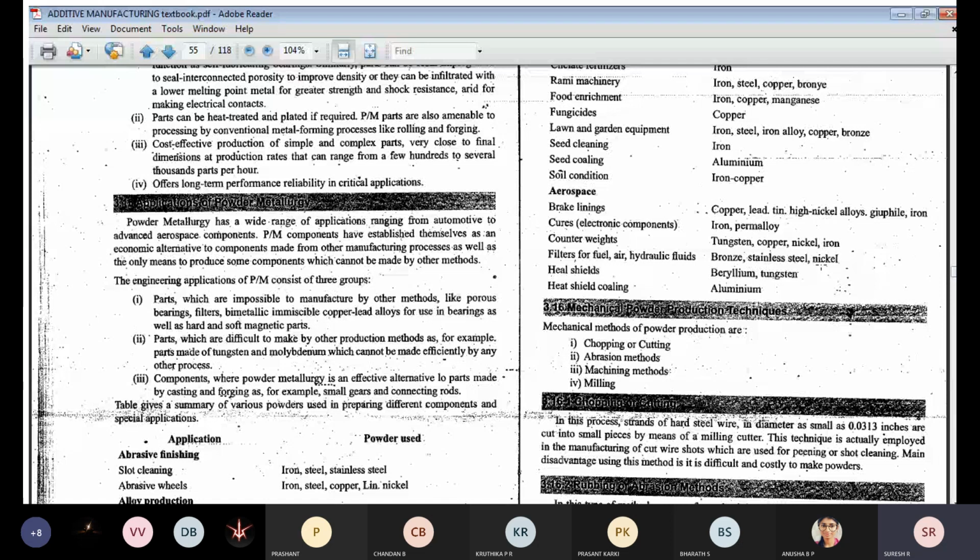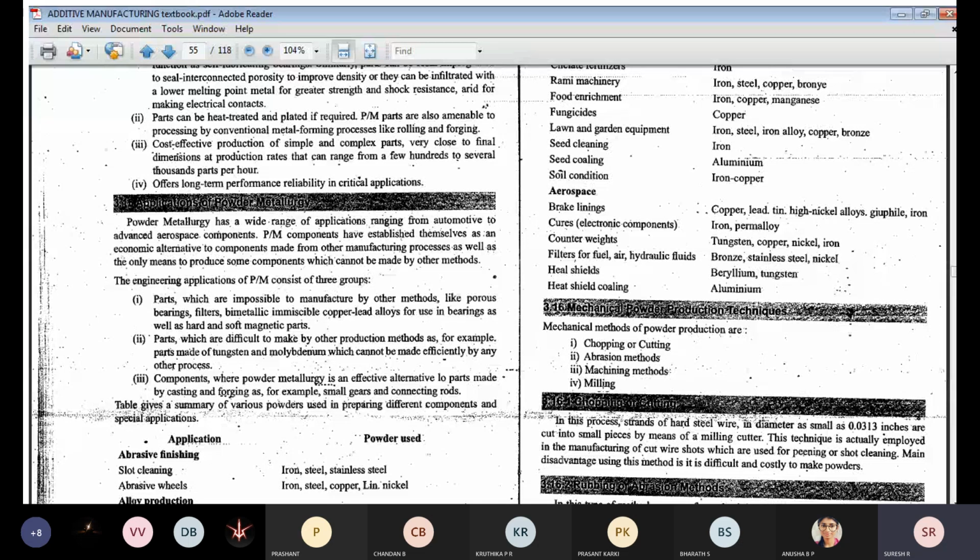Four important types of mechanical methods are used in order to produce the powder for the next operations. Some of the mechanical methods for powder production are chopping or cutting, abrasion methods, machining methods, and the fourth one is milling. These are the four important types of mechanical methods used in industries.